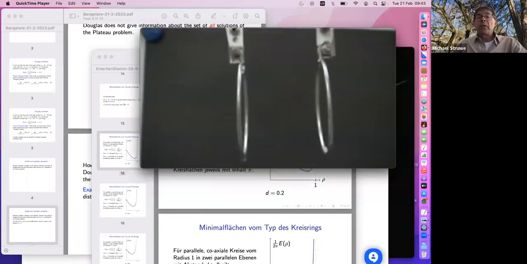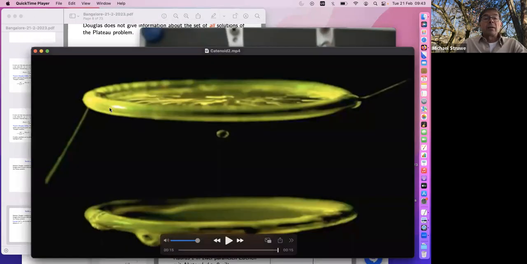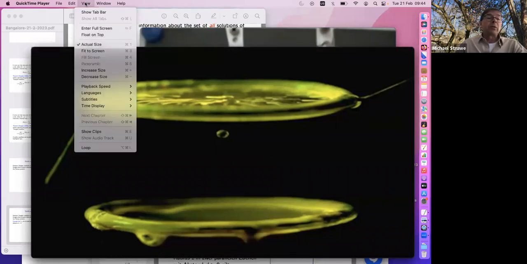At which point exactly does the annulus type minimal surface cease to exist? What happens precisely at this moment? So there's another video that I have where we can study this crucial moment, perhaps with better resolution.